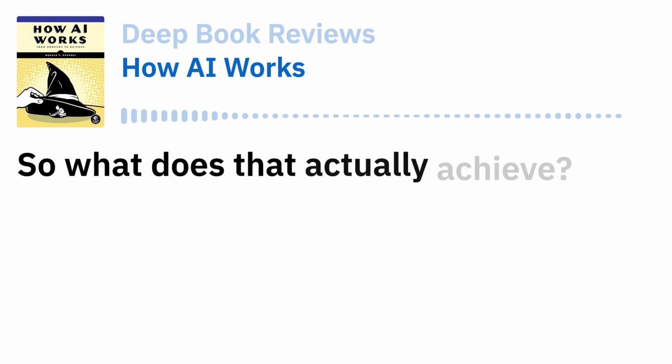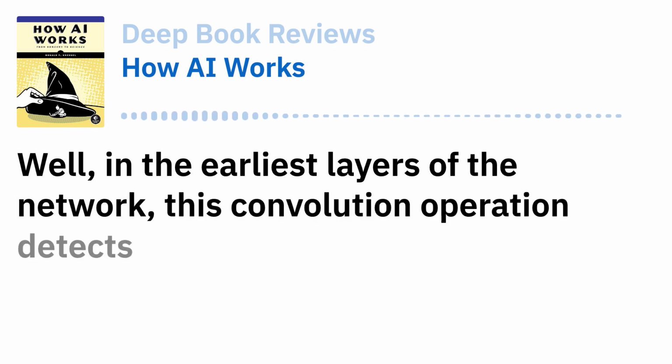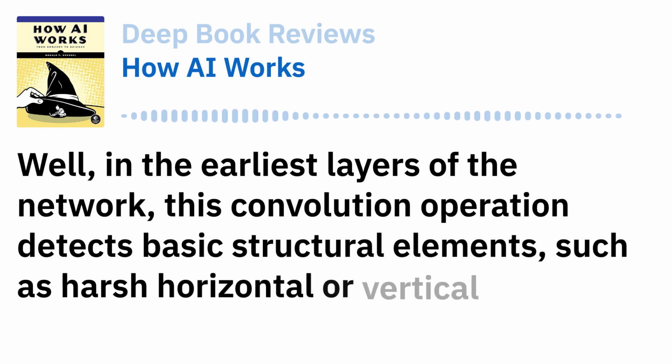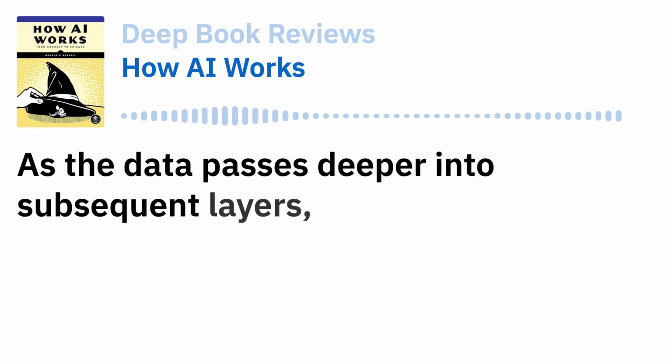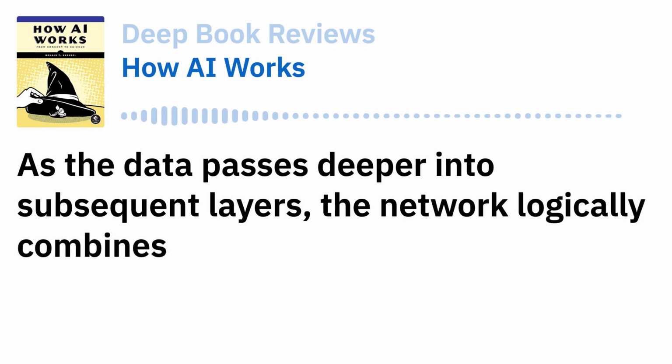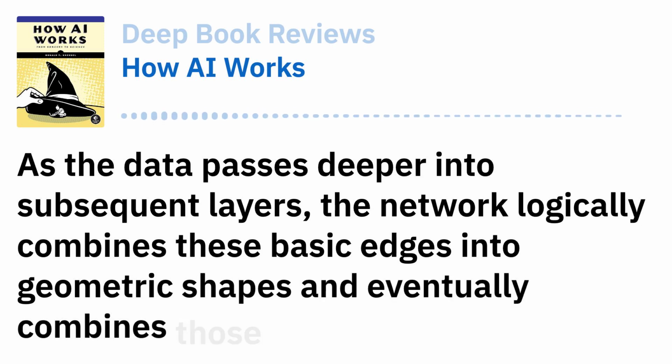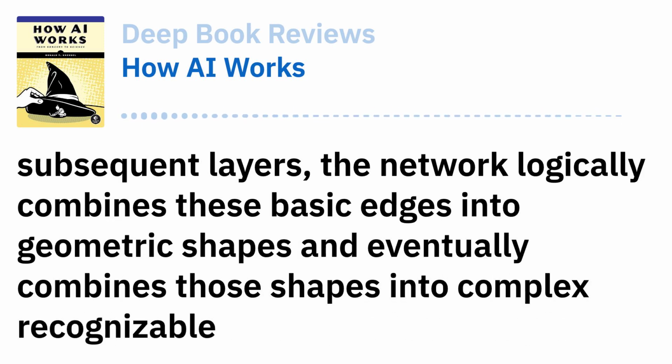So what does that actually achieve? Well, in the earliest layers of the network, this convolution operation detects basic structural elements, such as harsh horizontal or vertical edges. Oh, okay. And then it builds up from there. Right. As the data passes deeper into subsequent layers, the network logically combines these basic edges into geometric shapes, and eventually combines those shapes into complex, recognizable objects.